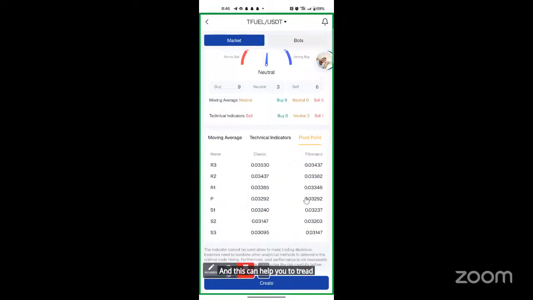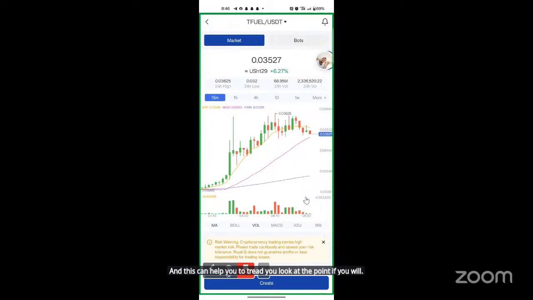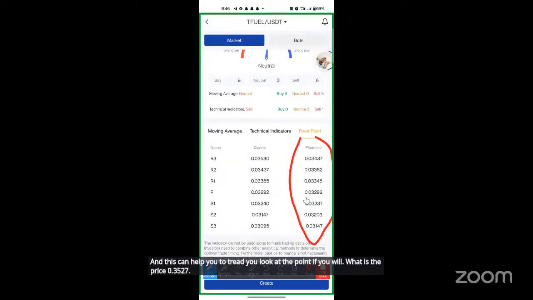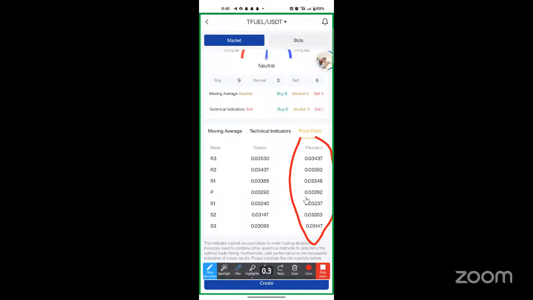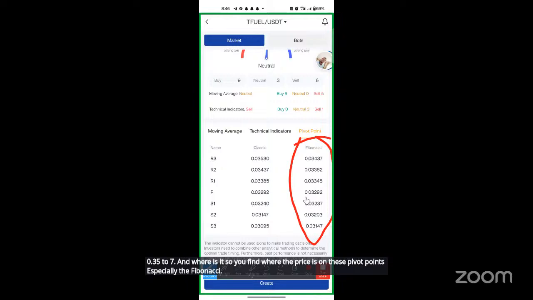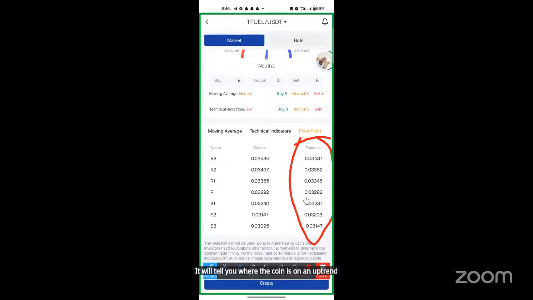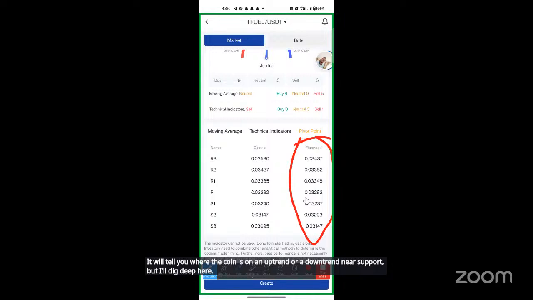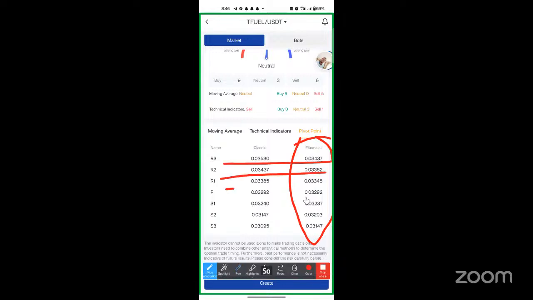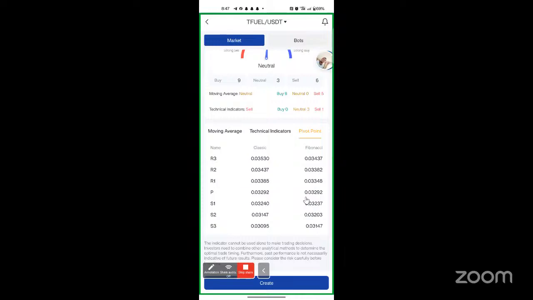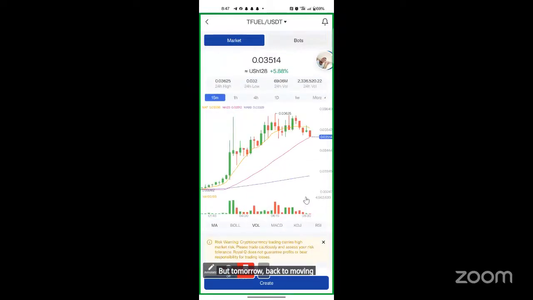And this can help you to trade. You look at the coin T-Fuel. What is the price? 0.3527. Where is it? So you find where the price is on these pivot points, especially the Fibonacci. It will tell you where the coin is, on an uptrend or a downtrend, near support, but I'll dig deep here. So these Fibonacci are very key. But tomorrow, back to moving averages to close.